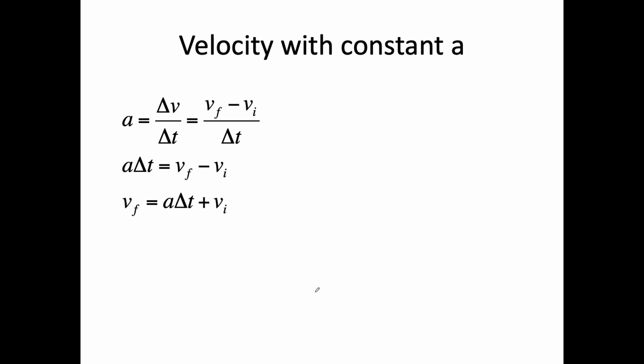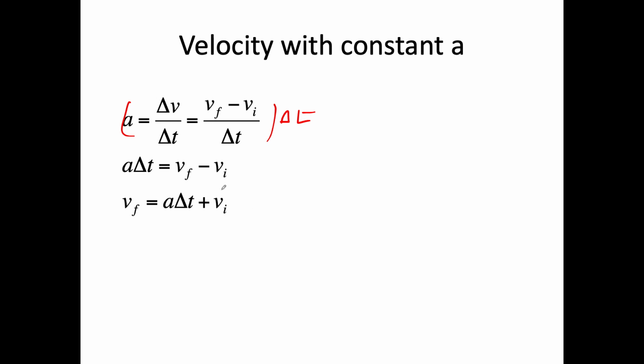All right, so we have a velocity with a constant a. So here's our velocity equation, change in velocity over change in time. If we don't know that, it's Vf minus Vi over change in time. Remember, usually Ti is always 0. So we're going to multiply both sides by delta t, and we're going to get this value here, where a times delta t is equal to Vf minus Vi.